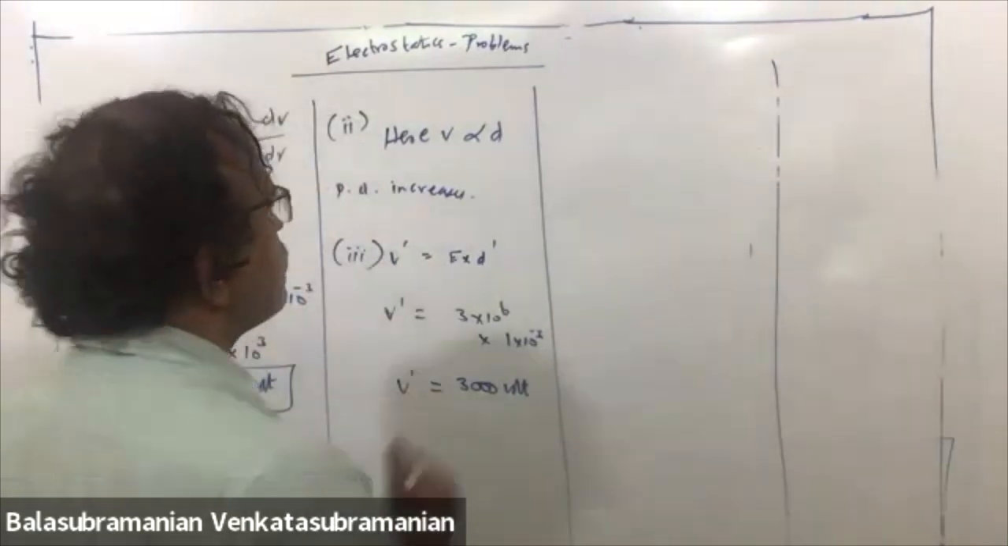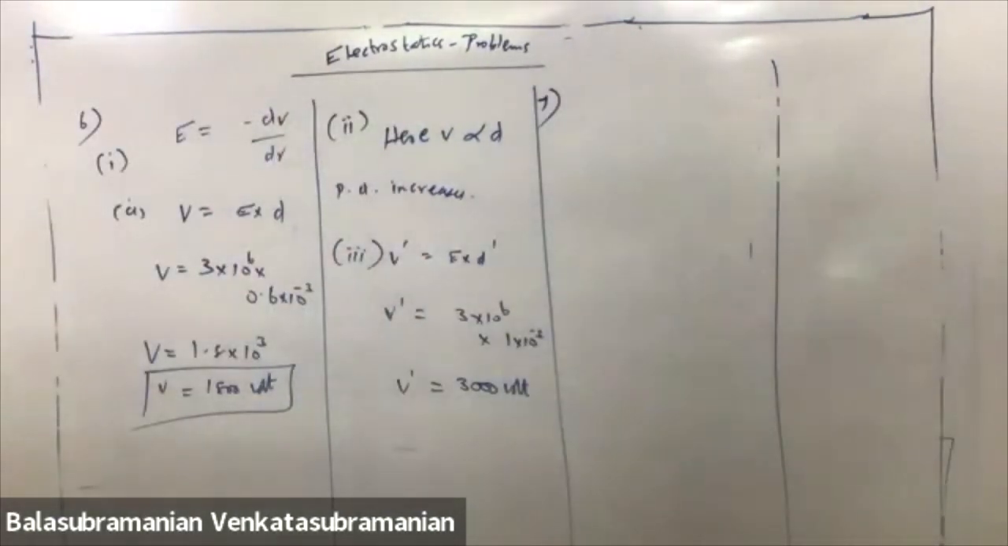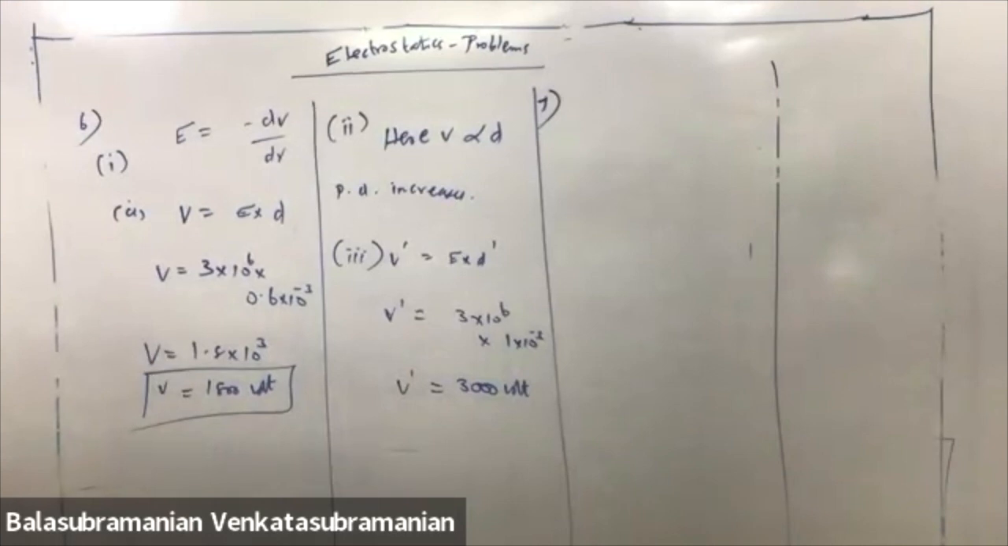Seventh one. A point charge of 10 microcoulomb is placed at a distance of 20 centimeter from another identical point charge of plus 10 microcoulomb. A point charge of 2 microcoulomb is moved from A to B as shown. Calculate the change in potential energy of the system. Interpret your result.